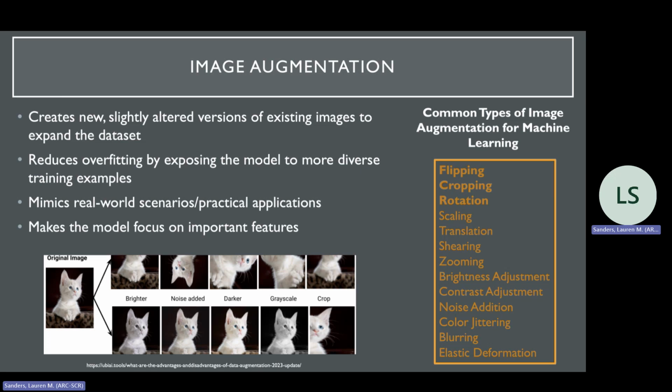I put an example of different image augmentations of a picture of a cat, adding brightness, cropping, adding grayscale, etc. There are many common types of image augmentation for machine learning, as shown on the right. We're going to be focused in the notebook on flipping images, cropping images, and rotating them.